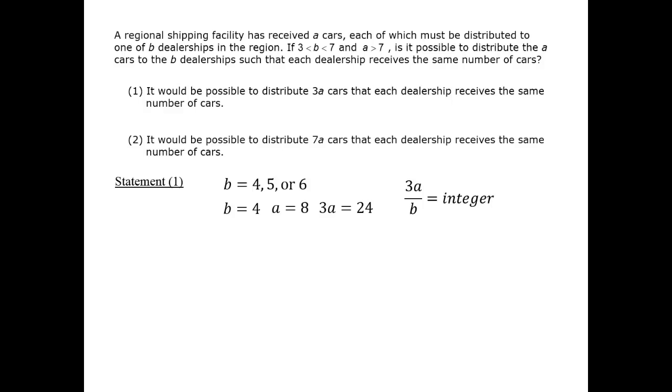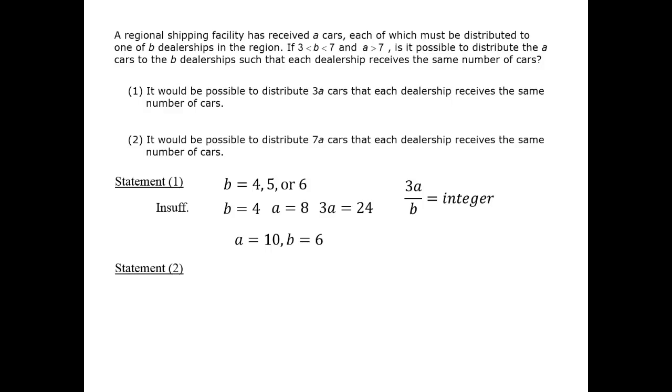One of them is that B could be 6, and A could possess a factor of 2. For example, if A is 10 and B is 6, 3A cars could be divided evenly among the 6 dealerships, but not A cars, because 10 can't be divided evenly among 6. We have therefore obtained a valid case that gives an answer of no to our question. Having obtained a yes and a no in valid cases, we have insufficient information to answer the question definitively.